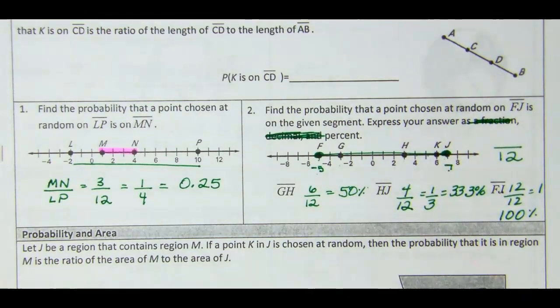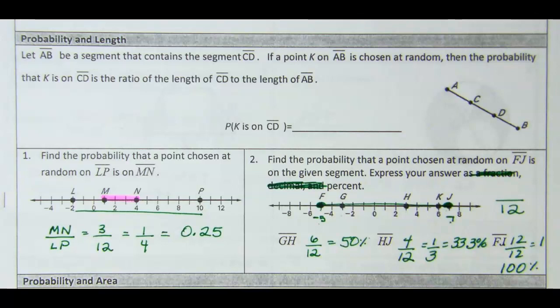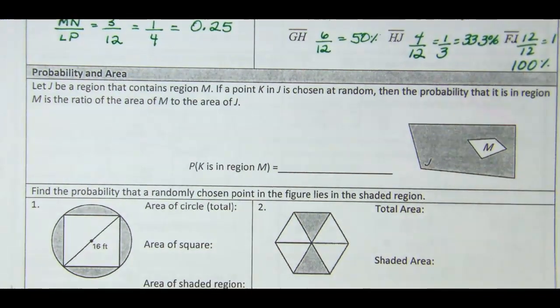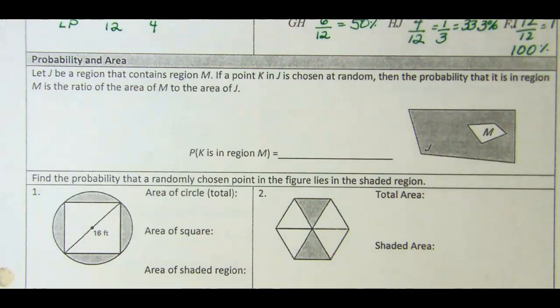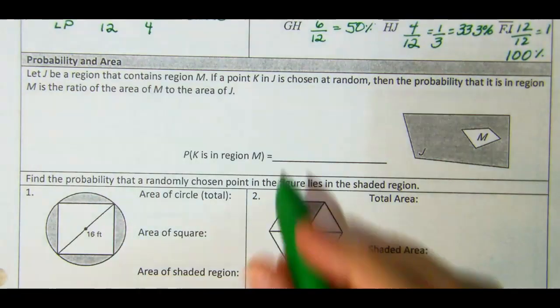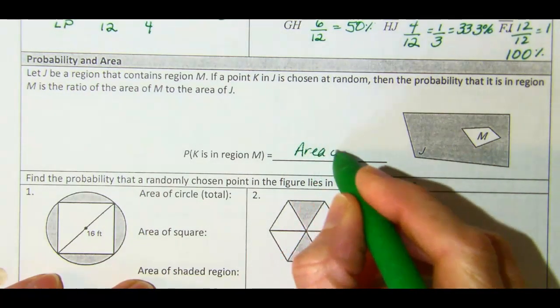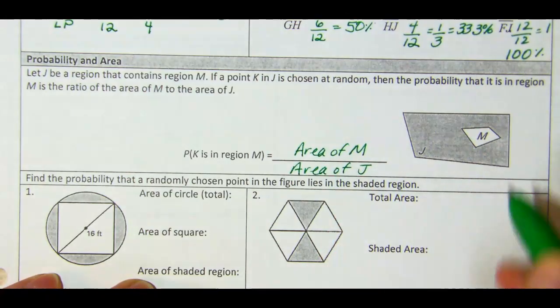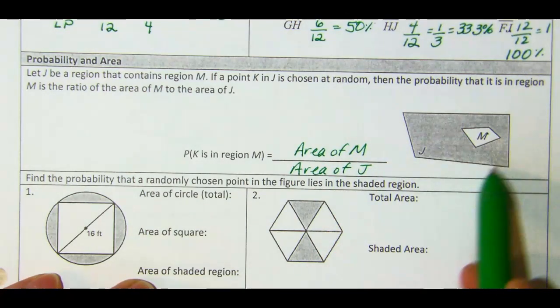So typically, probability and length, again, are the easier problems of geometric probability. You're just going to do part over whole. Now, probability and area is where we'll spend most of our time here. So probability and area. It says let J be a region that contains M. If a point K in J is chosen at random, then the probability that it's in the region M is the ratio of the area of M to the area of J. So this is the part out of the whole.